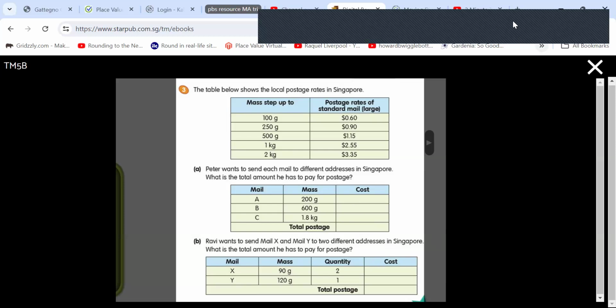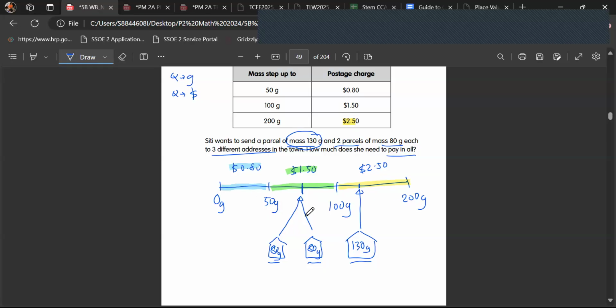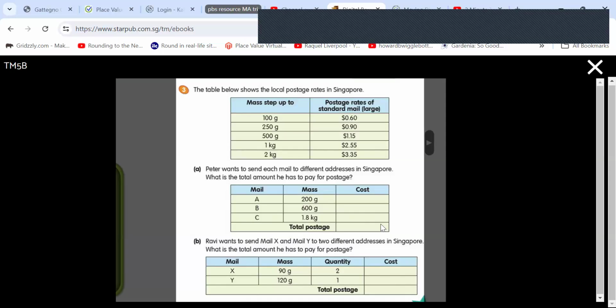Yesterday, one more time, we were going through the postage charge question. I drew a line showing the range of charges. Then after that, I marked out the parcel, so where the parcel is and how much it will cost. That's how I did it, and then I added it up. But the textbook used a different method. What is the different method? Yes, they use a table. So on the table here, you mark out.